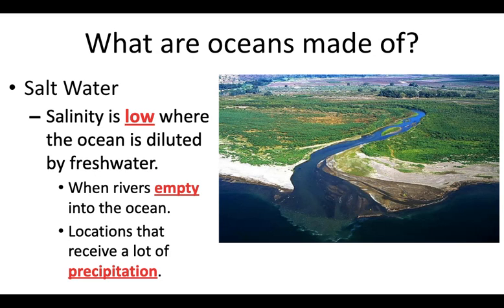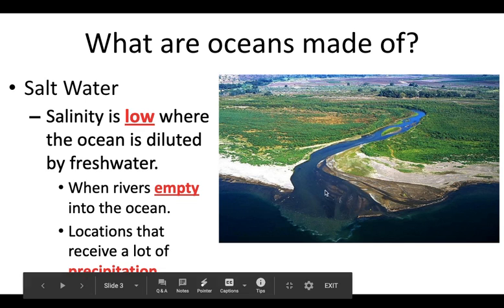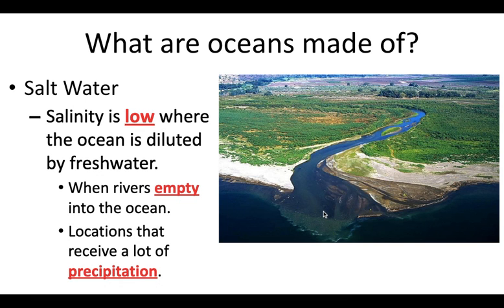Where we have more fresh water entering the ocean is where we will have low salinity. For example, where rivers carrying fresh water empty into the ocean, we will have low salinity or less saltiness. Locations that have a lot of precipitation or a lot of rain will also tend to have lower salinity.